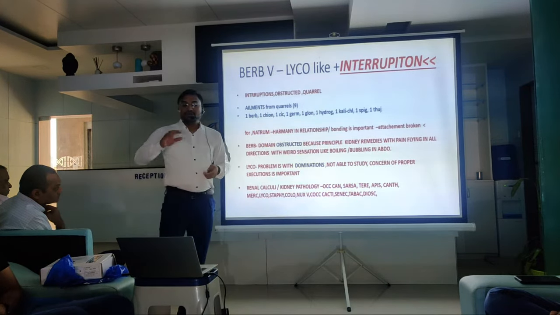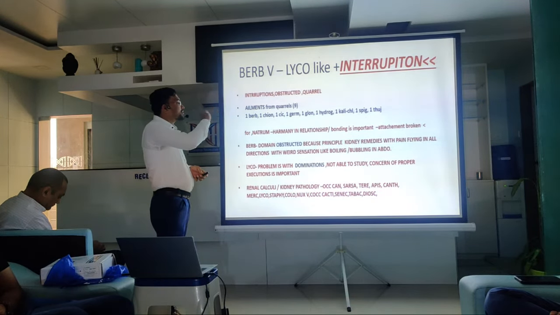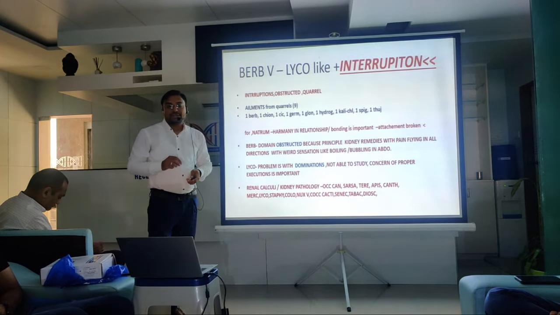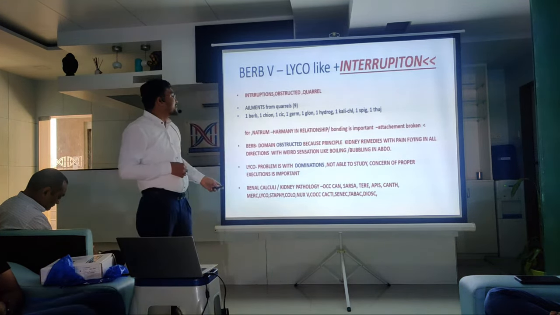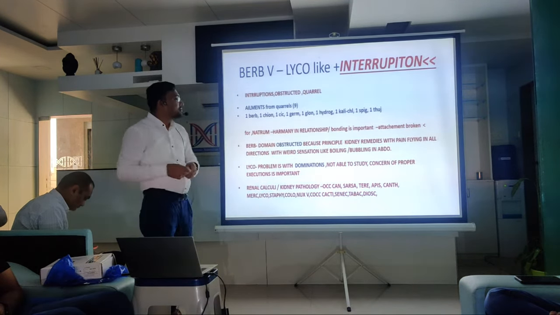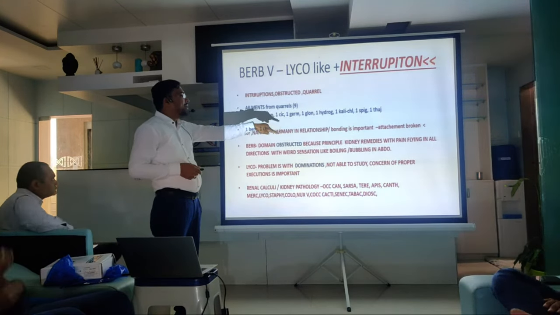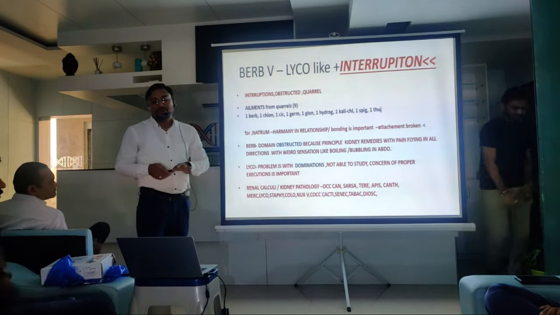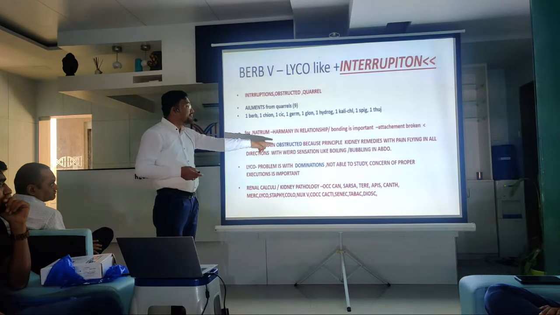Right? We have the harmony, we have the issues, we have the quarrels, we have everything in natrum, but here the interruption is at stake, it is a problem, while natrum has a bonding. Berberis domain is obstructed because it's a kidney remedy, right? Domain affected because the principal kidney remedy with pain flying in all directions with weird sensation like boiling, bubbling in the abdomen. So this is an acute presentation where pain flies in all directions with some weird sensation.